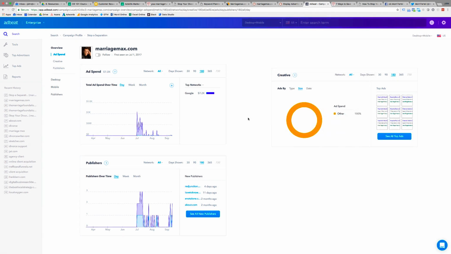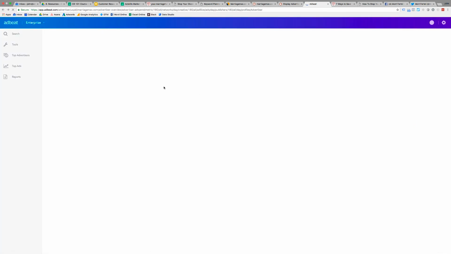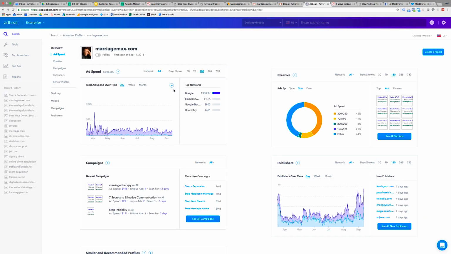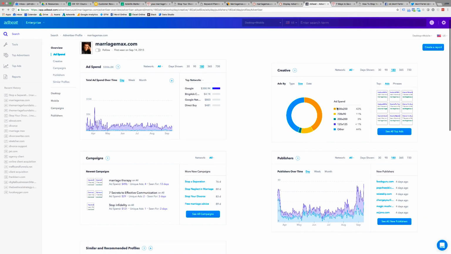Interesting stuff. So an opportunity for us to come back and model our ads after theirs. It doesn't look like it worked particularly well because they're still not spending on it. So definitely something that we can come back and revisit later on. But what I really like with AdBeat is the creatives are nice. We can see the size breakdown. This is pretty standard stuff.